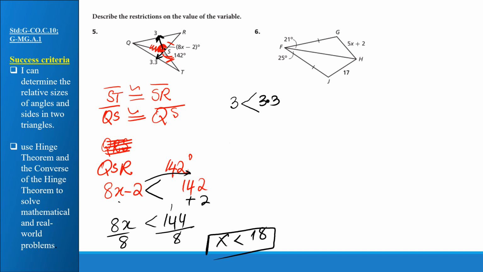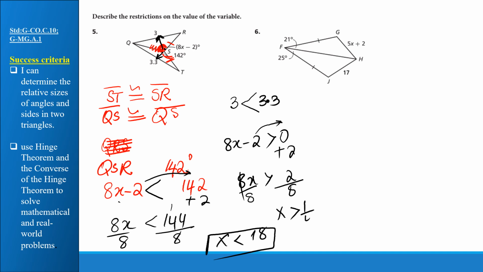The other restriction is that 8x minus 2 should be bigger than 0. So solve it, bring the negative 2 there, so you will get positive 2. So 8x is greater than positive 2. Divide both sides by 8 and you will have x is greater than 1 over 4. So what are the restrictions? The restrictions are that x must be less than 80 whereas bigger than 1 over 4 or 0.25.